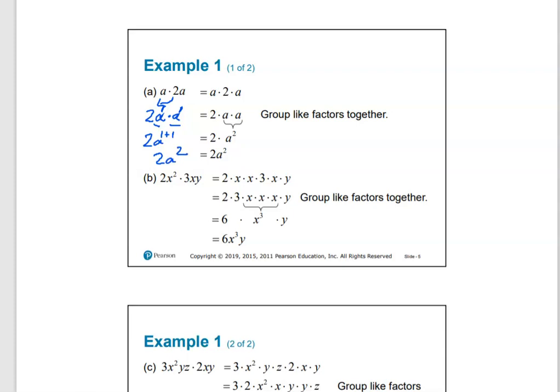Okay, on this one, I like to group the numbers first. This is really 2 times 3, and then we've got an x squared here times x, and that x is raised to the first power if there's no exponent there, and then I've also got a y to the first. So 2 times 3 would give me 6. X squared times x to the first, well, you would add the exponents, so 2 plus 1 would give you 3. And then we've got y to the first.